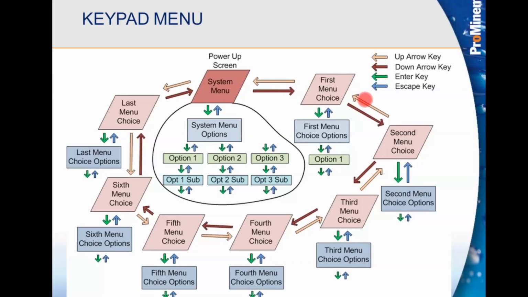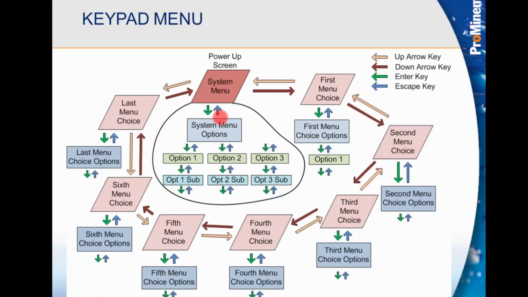If you were to continue around the menu tree, you would get to the first I/O point, which could be a conductivity sensor or an inhibitor relay. And if you press enter at that point, you'll go into the options for that I/O point, so that you can calibrate that I/O point, or you can change the alarms. You can look at the diagnostics.